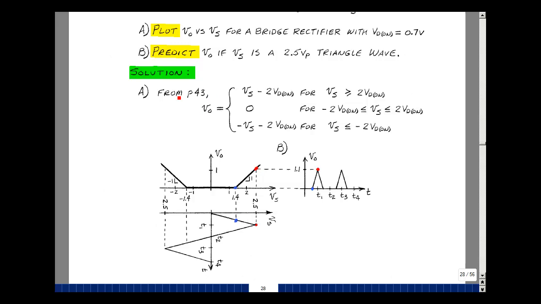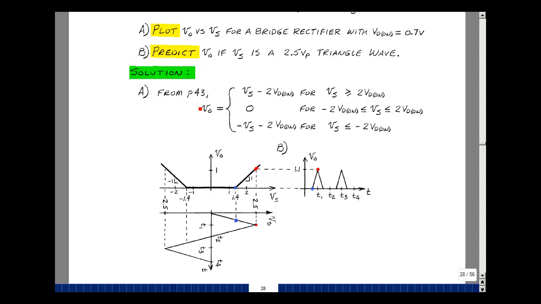On page 43 of the Chapter 2 lecture notes, we had an expression for the output voltage of a bridge rectifier. When the input was between two diode drops, the output was equal to 0. Well, we could sketch that if we plotted V out versus V sub s. We'd have 0 volts between plus and minus 1.4 volts, in other words 2 times 0.7. When the input was greater than 2 diode drops, in this case 1.4, the output was equal to the input minus 2 diode drops. The slope here is 1, so any change in V sub s will be the change in V out.